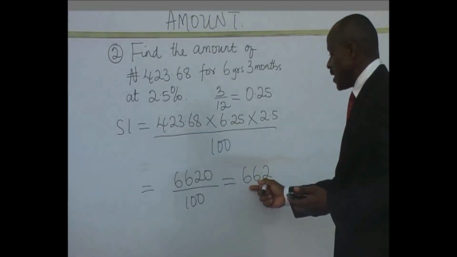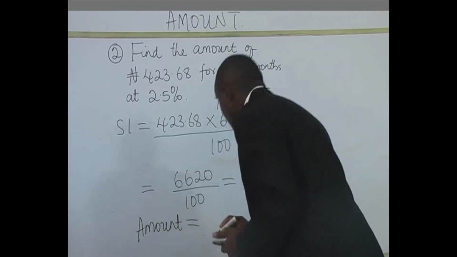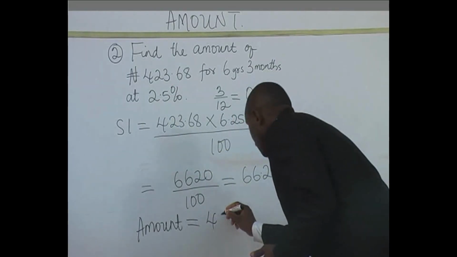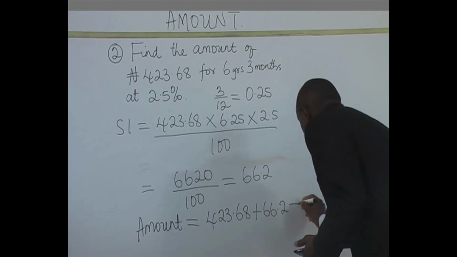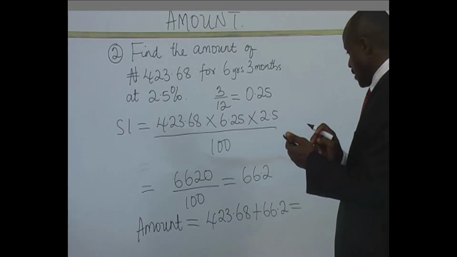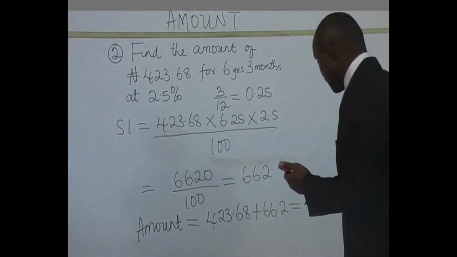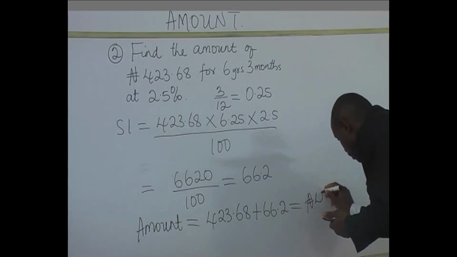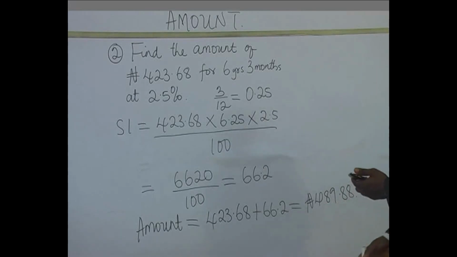Now, this is the interest. For us to calculate the amount, amount is going to be the calculated interest plus the principal. The principal is 423.68. Now add it to 66.2. Whatever it gives you is the amount. Let's add. We have 66.2 plus 423.68 is giving us 489.88. So this is the amount of that simple interest.